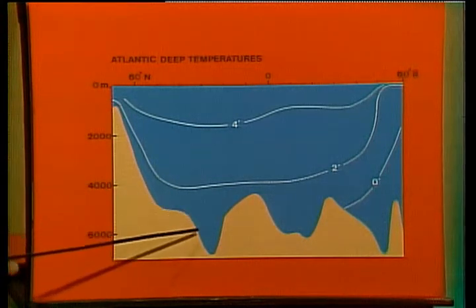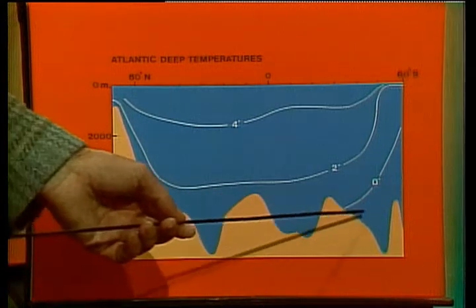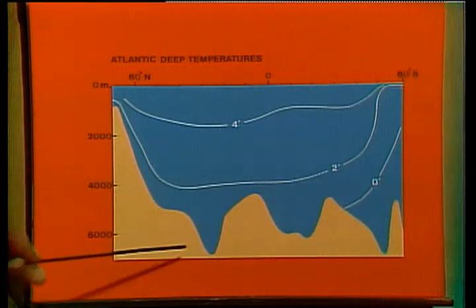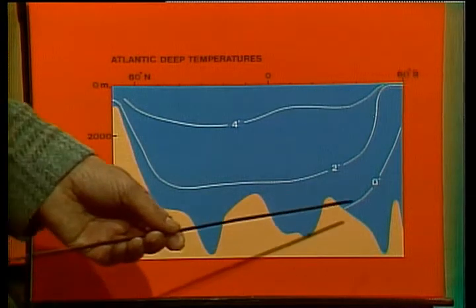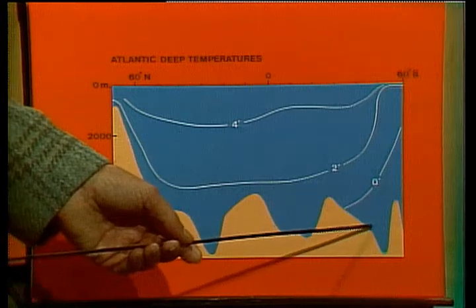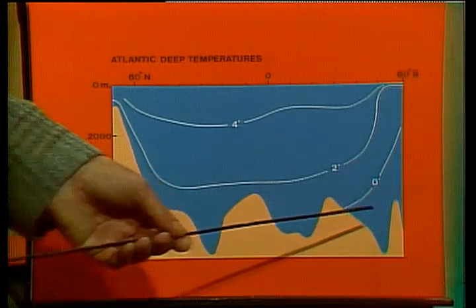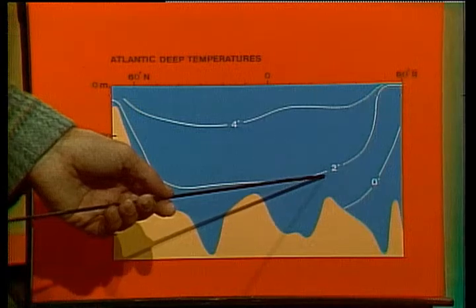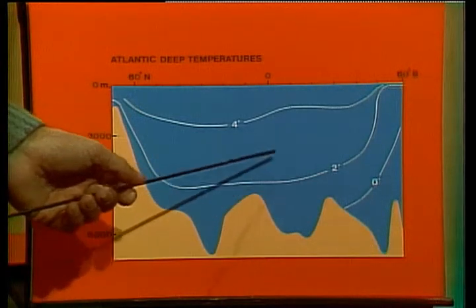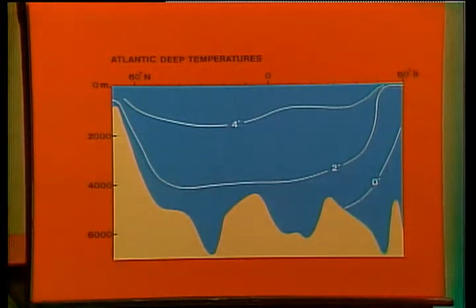And the Atlantic Ocean has a very irregular bottom. It's almost over 6,000 meters deep in parts. And in the southern part of the ocean, we find that the temperatures are in fact below 0 degrees, which they can be because the ocean is salt. In fact, they can become as low as about minus 1.9 degrees centigrade before freezing occurs. Then we have a body of water which is between 0 and 2 degrees centigrade, then a body of water between 2 and 4 degrees centigrade.